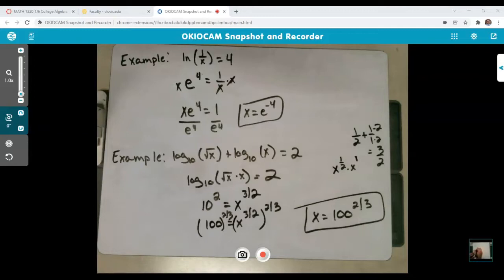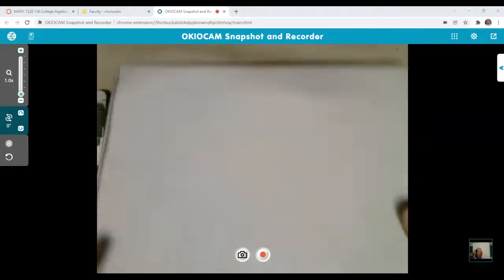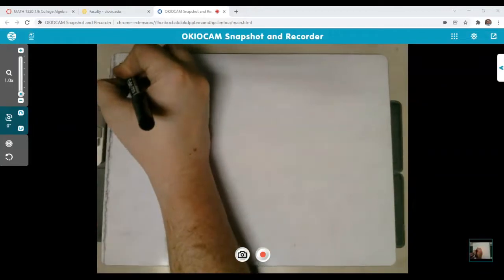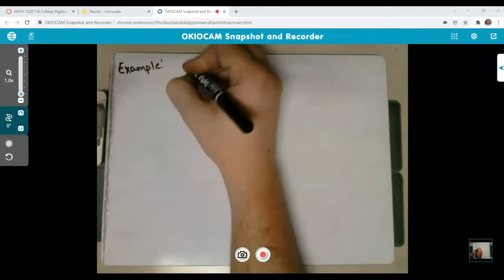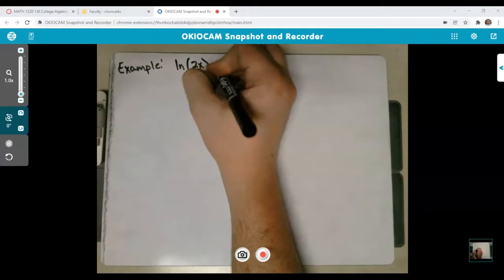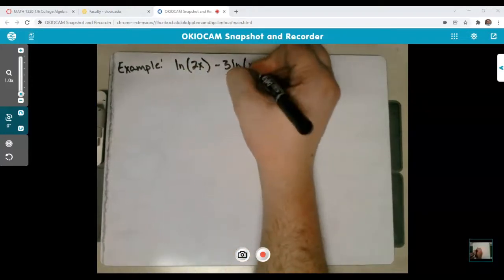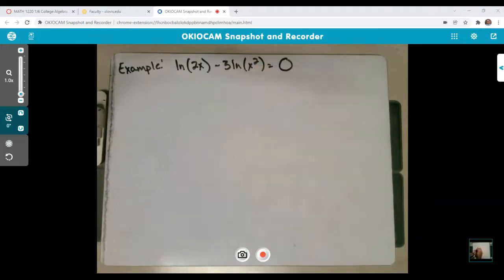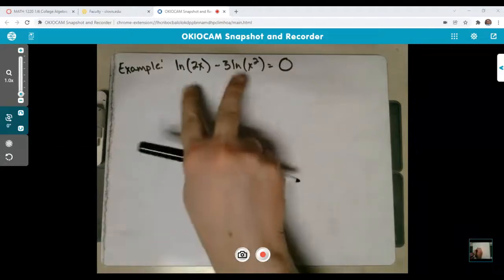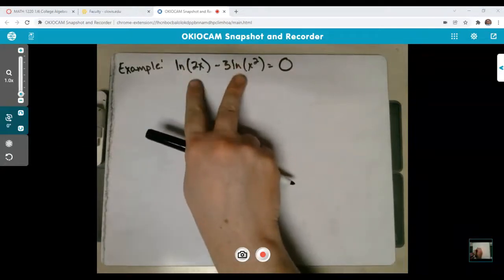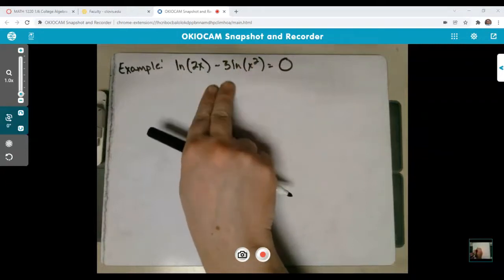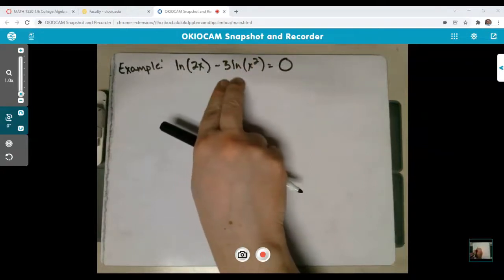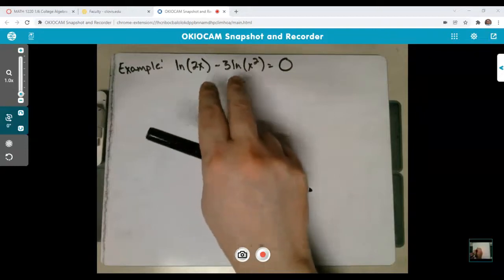All right, I have one more example. ln of 2x minus 3 ln of x squared equals 0. All right, so just like on the one we just did, I have two logarithms here that I want to make 1. Okay, I want this to be 1 term. So I've got to see what I can do to do that.